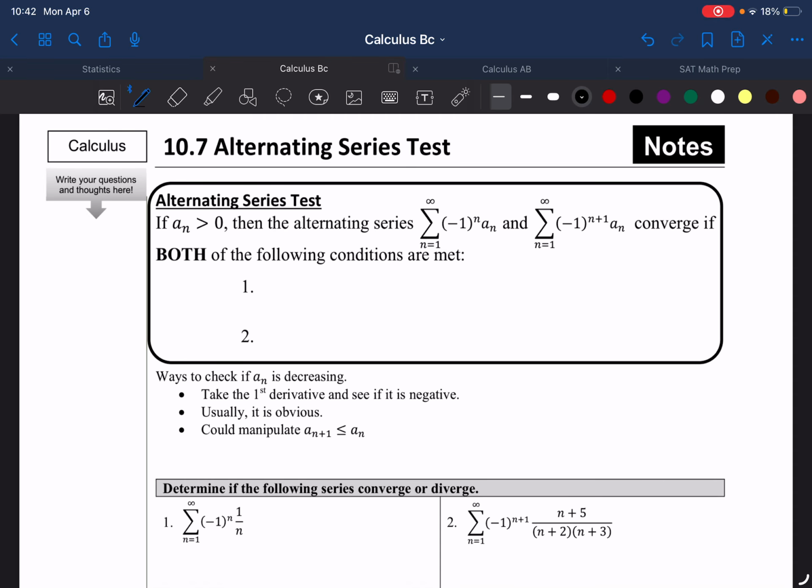So it says if a sub n is greater than 0, then the alternating series, the summation of n equals 1 to infinity of negative 1 to the n power times a sub n, and the summation of n equals 1 to infinity of negative 1 to the power of n plus 1 times a sub n, converge if both the following conditions are met.